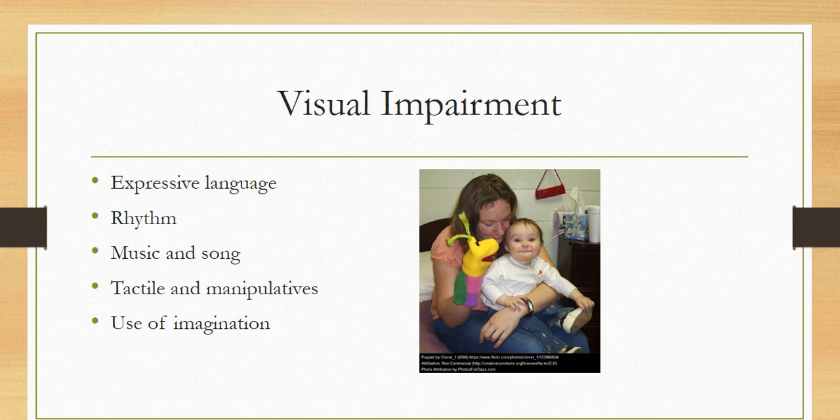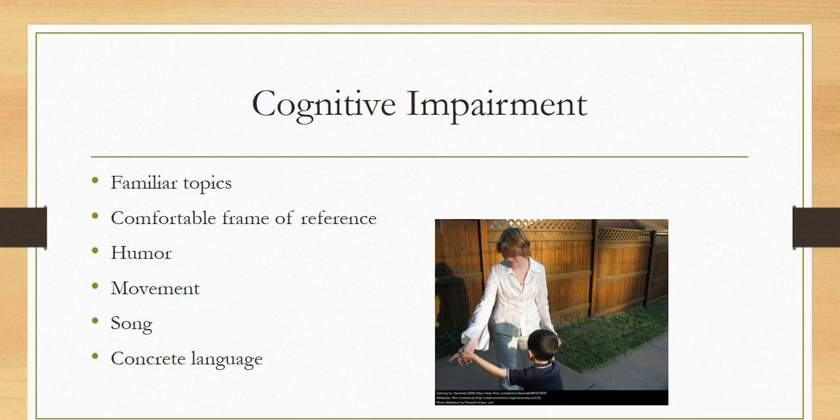Your story should probably be a little bit more descriptive, or you could choose a story that is descriptive, in anticipation of an audience with a visual impairment. With an audience with a cognitive impairment, you definitely want to choose familiar topics. You also may want to, if you're in a school, consult with a special ed teacher. They will have awesome insights for you. They might be able to point you to stories or types of stories that they know their students like. So familiar topics are a good idea, having a comfortable frame of reference.